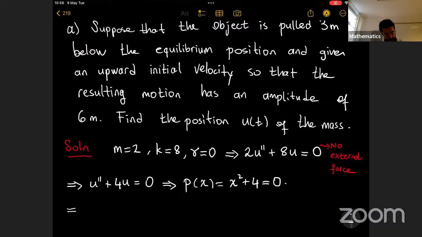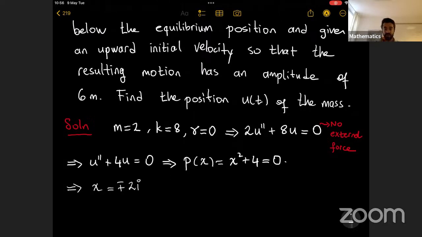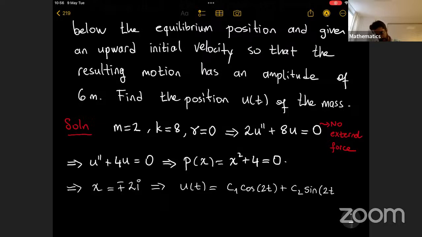So this tells you lambda is equal to plus or minus 2i. And the solution here is going to be cosine 2t, sine 2t, right? So u of t will be c1 cosine 2t plus c2 sine 2t. Do you have any questions so far? We are not done yet. We will find C1 and C2 because we are given some more information here.